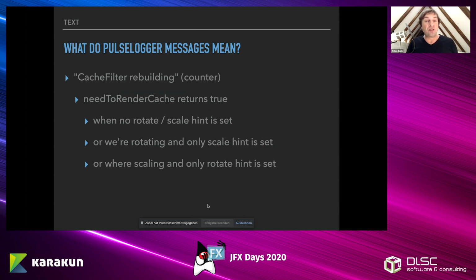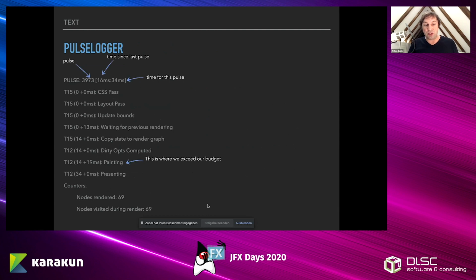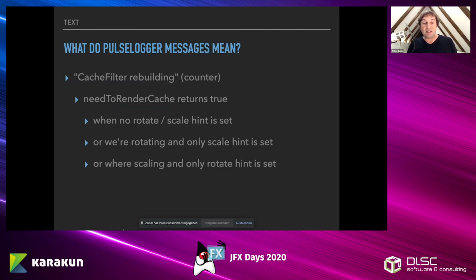Some other pulse logger messages that you see frequently is cache filter rebuilding. That is a so-called counter. So they usually are at the end of the output, just like here. In the end, you have the counters, nodes rendered 69, nodes visited during render 69. And just like that, you may have a cache filter rebuilding output. And that is put out when we need to render the cache.